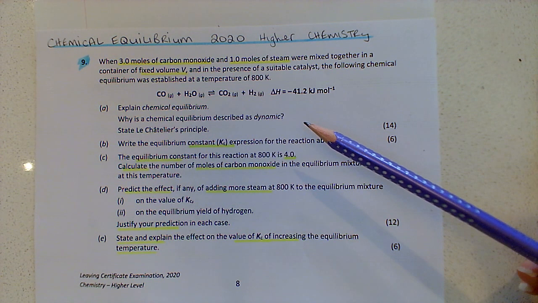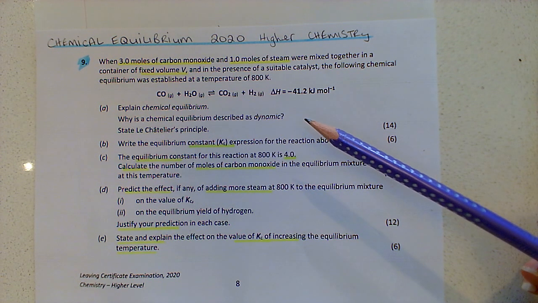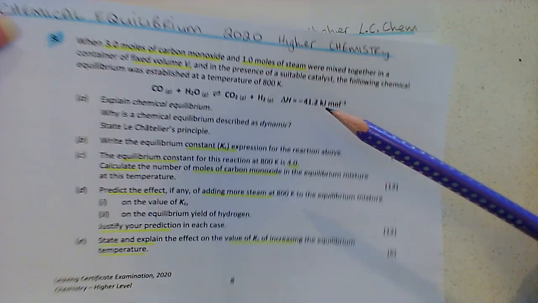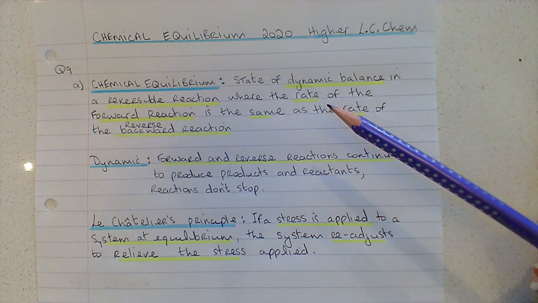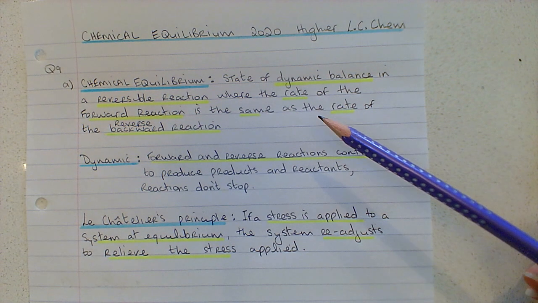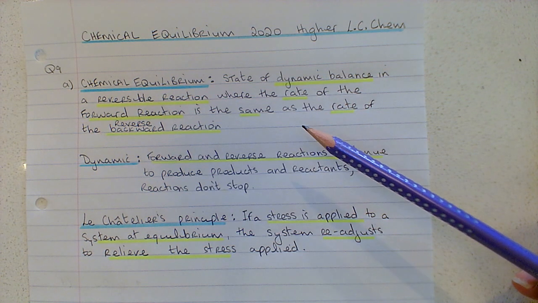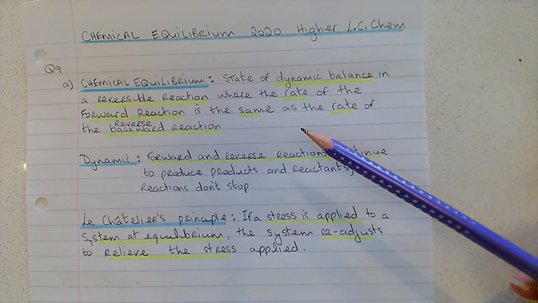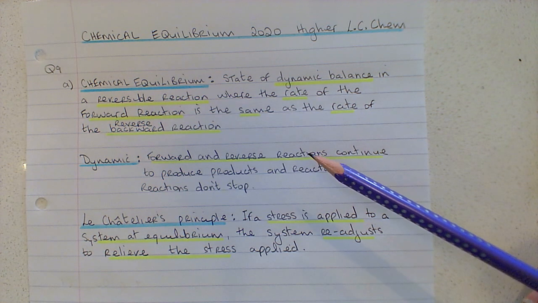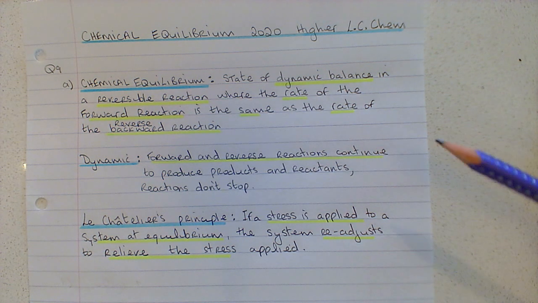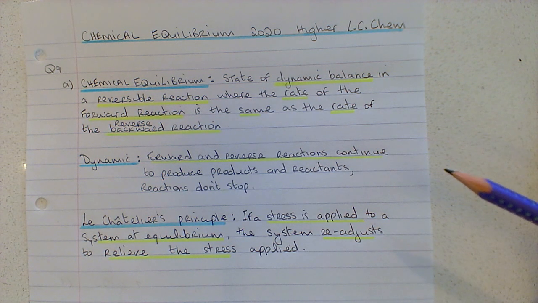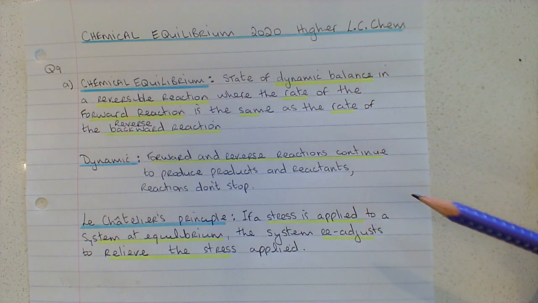Why is the chemical equilibrium described as dynamic? And to state Le Chatelier's principle. So these are your definitions. Chemical equilibrium is a state of dynamic balance in a reversible reaction where the rate of the forward reaction is the same as the rate of the reverse reaction. Dynamic means that the forward and reverse reactions continue to produce products and reactants, i.e. the reactions don't stop. And Le Chatelier's principle states that if a stress is applied to a system at equilibrium, the system readjusts to relieve the stress applied.